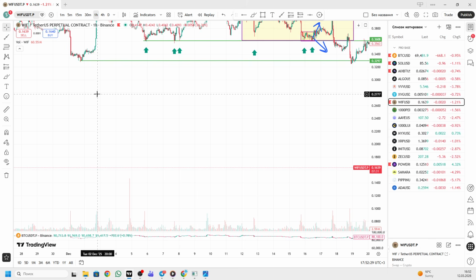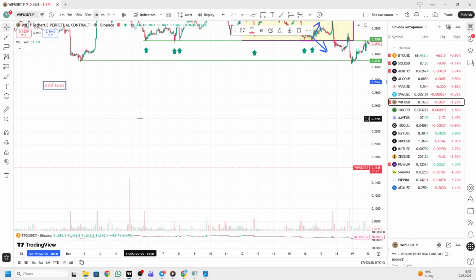So we trade the bounce from a multiple touch level. Let me write this down. Bounce strategy.